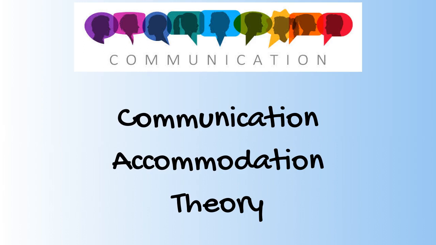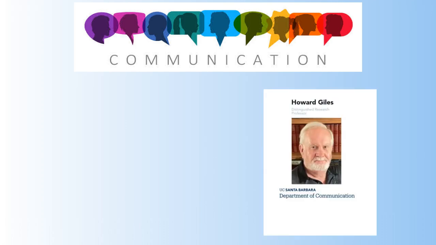Communication accommodation theory is basically the theory that explains how we adjust our communication style to match the person or people we're talking to. Now, this theory wasn't born overnight. It all started in the 1970s with a social psychologist named Howard Giles. He noticed how people naturally adjust or accommodate their speech, gestures, and even slang and accents depending on who you're talking to, and communication accommodation theory, or CAT, was born.